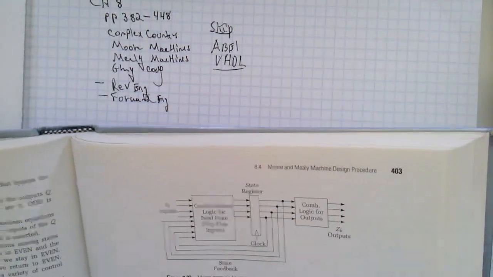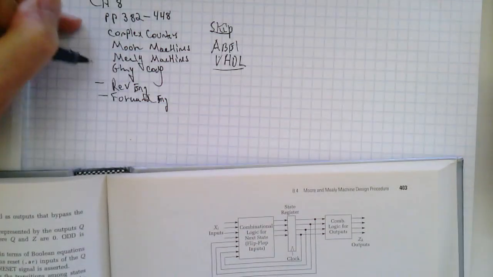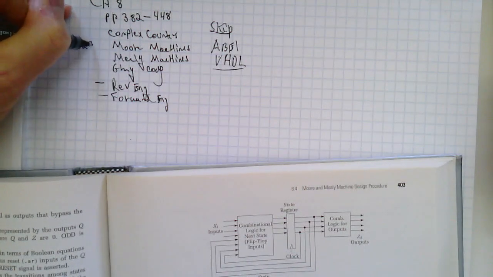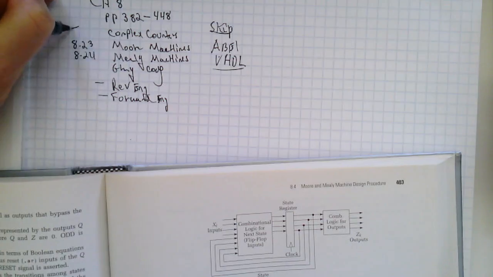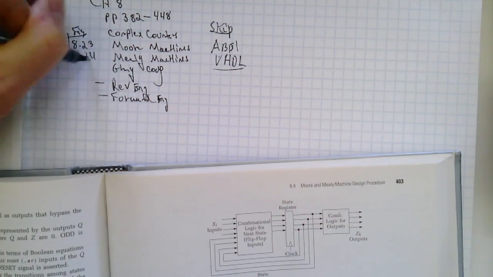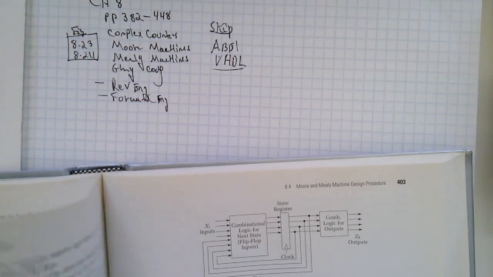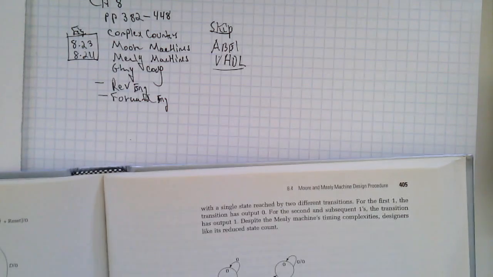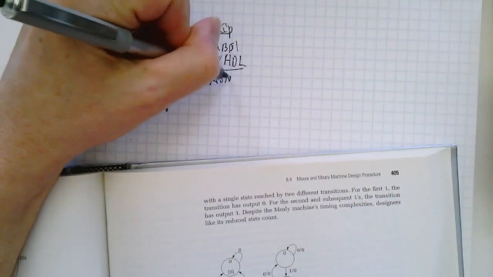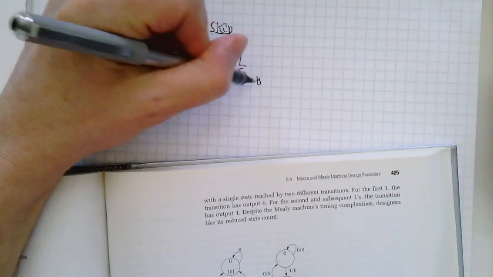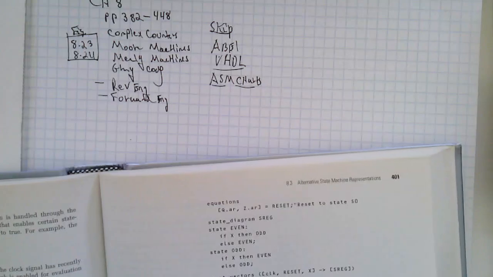You want to put a special emphasis for the Moore machines and Mealy machines on figures 8.23 and 8.24. So that's the figures. Another thing you can skip is ASM charts. I'm not going to use that. I think that's it.